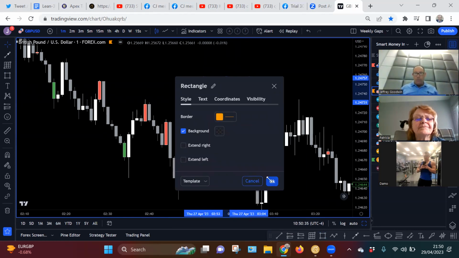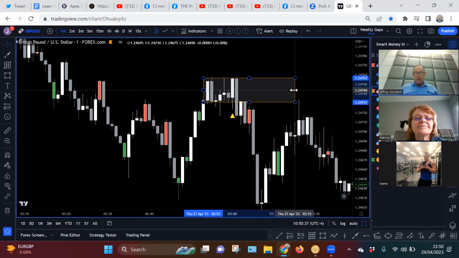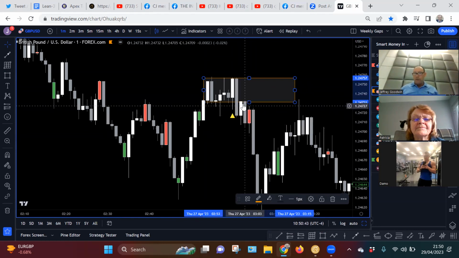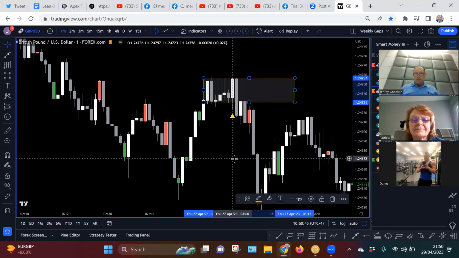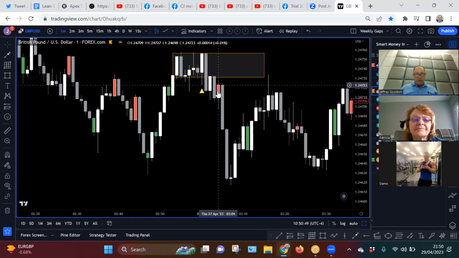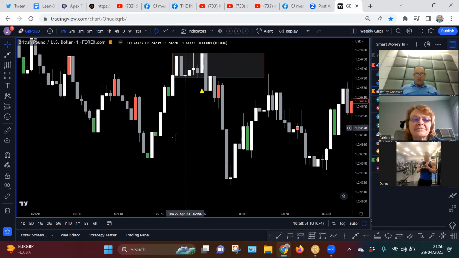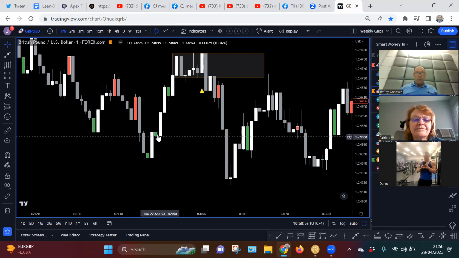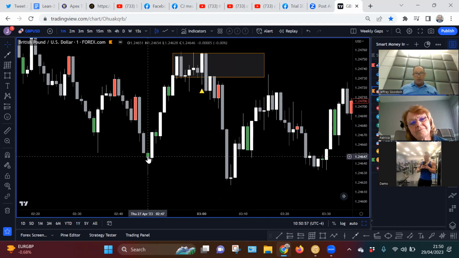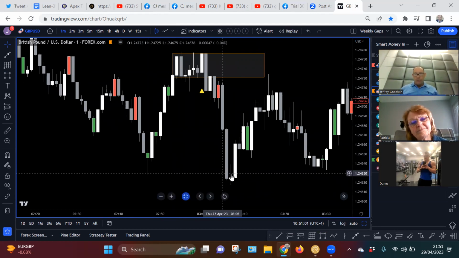Extend right. Just do a little box. Drag that out. So it's got a break above there or break below there. Would that make sense to you? And when it breaks below, guess what? You've got targets of there or there. So if you took that trade, you wouldn't be disappointed, because that was the last full candle before it turned around.